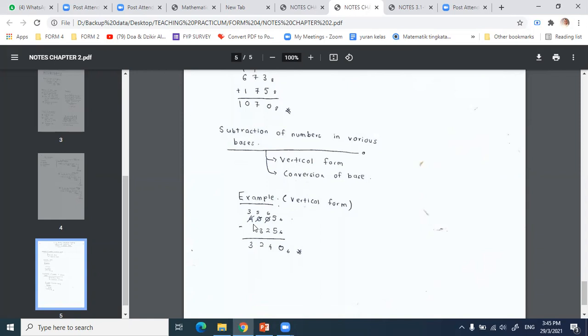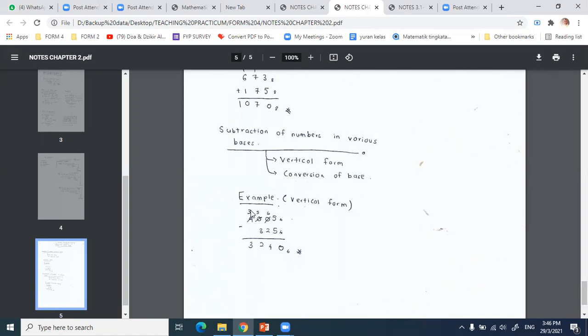Vertical form, for example, you have 4005 base 6 minus 325 base 6. So when you subtract, 5 minus 5 will become 0. 0 cannot subtract by 2, so you need to borrow from this one. But this one also 0, so you need to borrow from this. This you have 4, so it will become 3. And then since this question is in base 6, usually if we borrow, we will get 10, right? But since this question is in base 6, you will get 6.